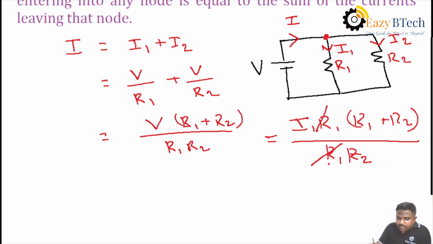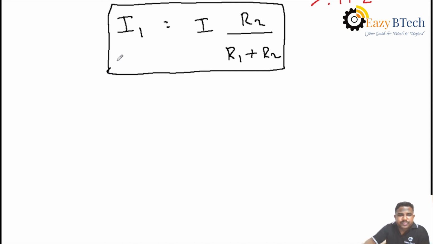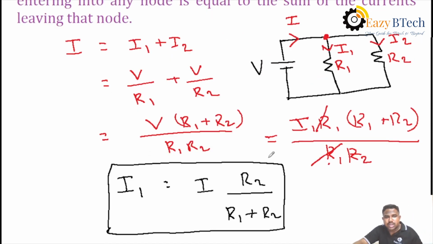Then what happened from that equation? What is the value of I1 from the above equation? That is I1 equal to total current into R2 by total resistance R1 plus R2. Like that, you have to find the parallel current I1. Simply remember this is called the current division rule. That means if you want to find one of the branch currents, you take the total current into the opposite value by the total resistance value.